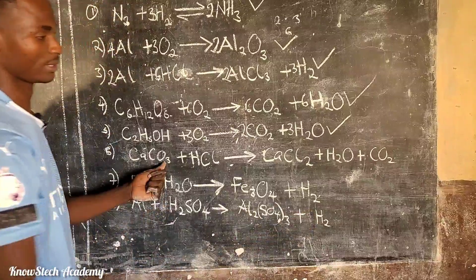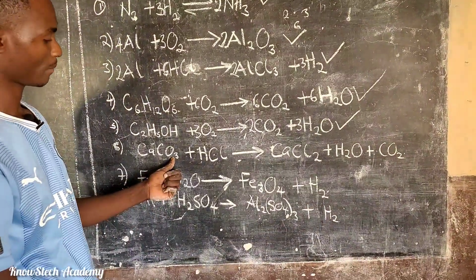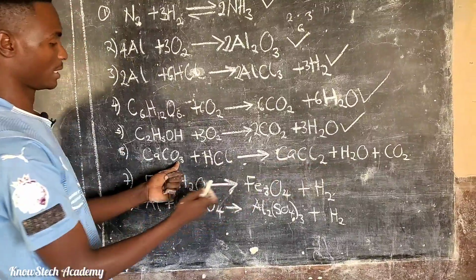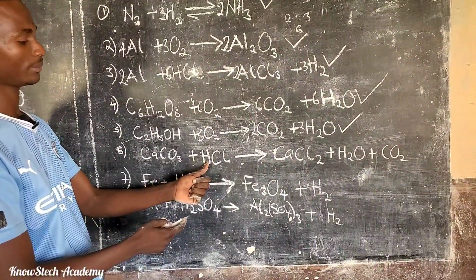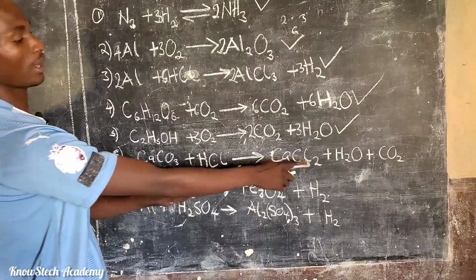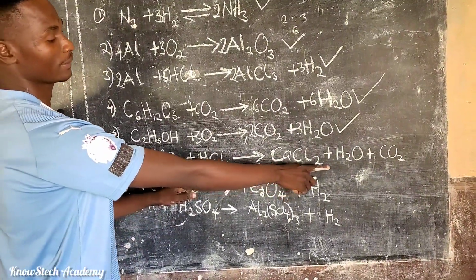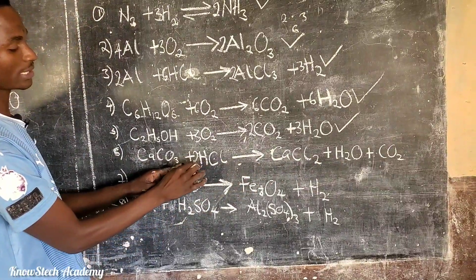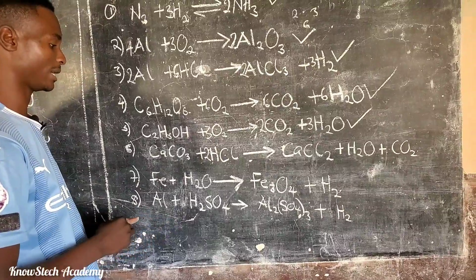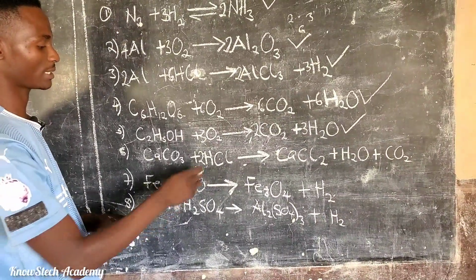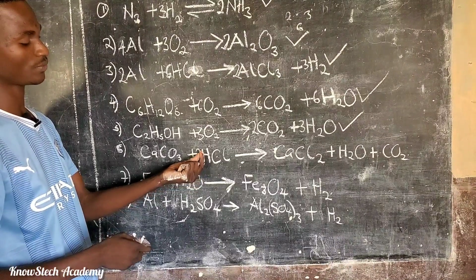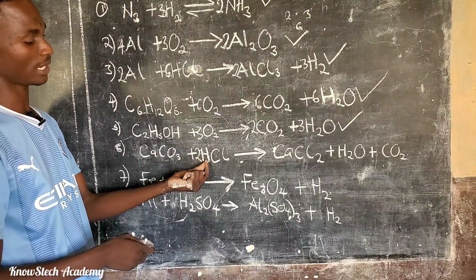This side 3. Okay? You have 3. This side is 3. Let's go to hydrogen. We have how many on the product side? 2. So I'm going to put a 2 here, right? So that the number of hydrogen atoms also balance. So by putting a 2 in front, hydrogen balances.